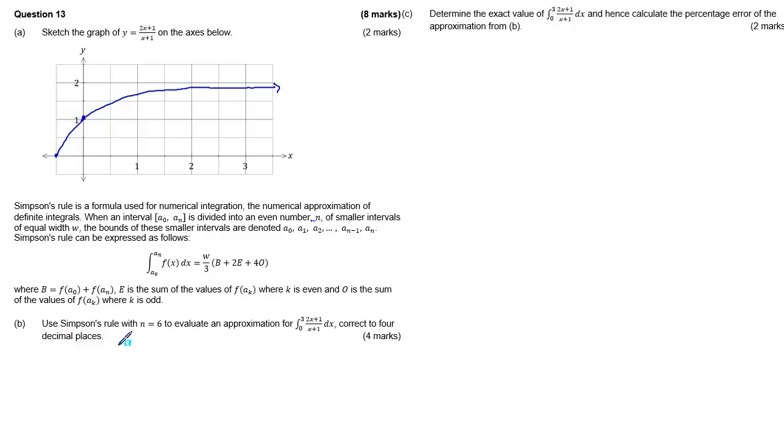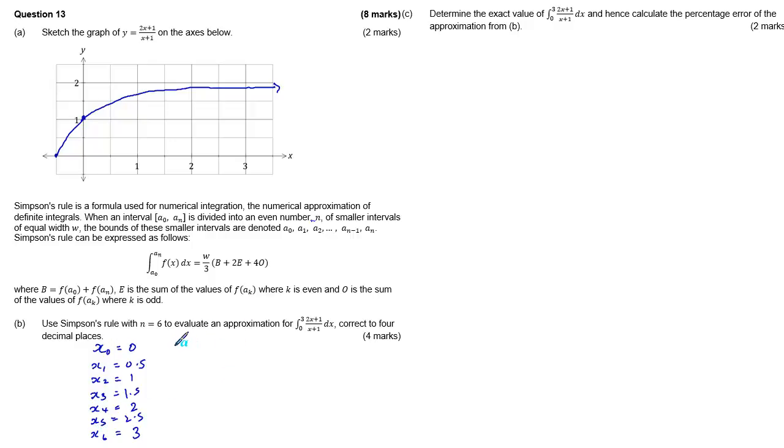We now want to use Simpson's rule with n equals 6, so that's 6 strips to approximate this one. So let's have a look at our x values. So that would be 0, x1 would be 0.5, x2 will be 1, x3 will be 1.5, x4 would be 2, x5 would be 2.5, and x6 will be 3. So that's our 7 ordinates giving us 6 strips.